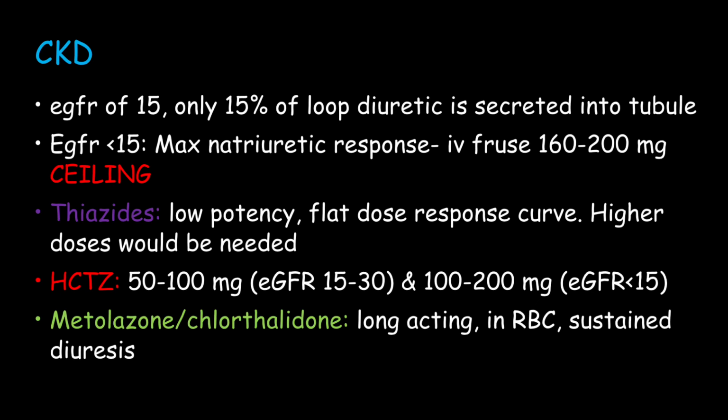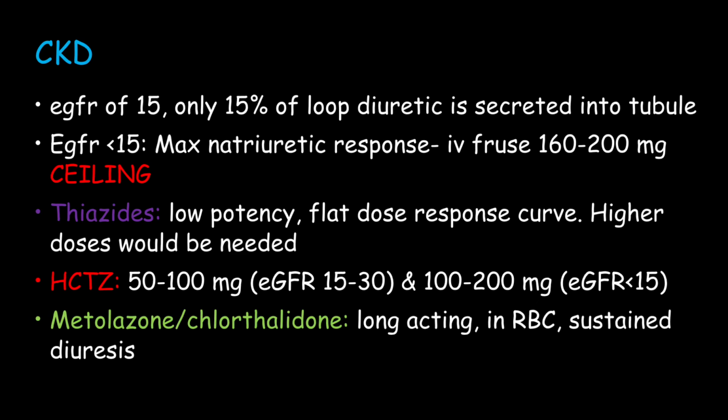Although a reduced GFR limits the effect of a diuretic in patients with chronic kidney disease, adaptive increases in fluid delivery from the proximal tubule, together with transporter overexpression both in the loop of Henle and the distal tubule, preserve diuretic response even in patients with advanced CKD. Once the GFR is less than 15, only 15% of loop diuretic is secreted into the tubule. So you need to give a higher dose of loop diuretics to achieve a threshold. However, a ceiling occurs at a dose of furosemide 160 to 200 milligrams intravenous and torsemide 80 to 100 milligrams intravenous.